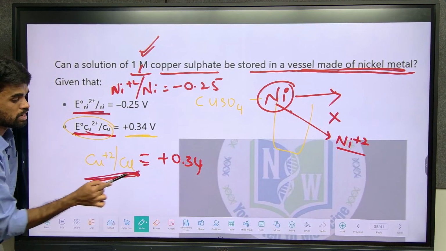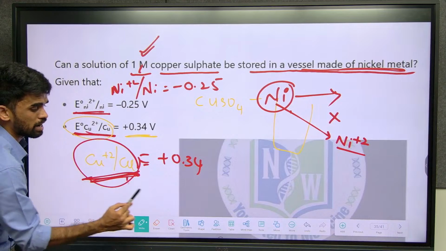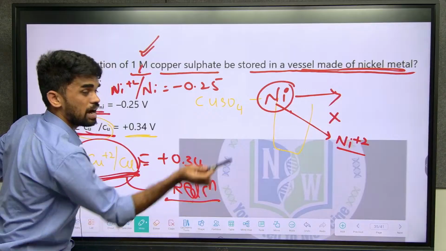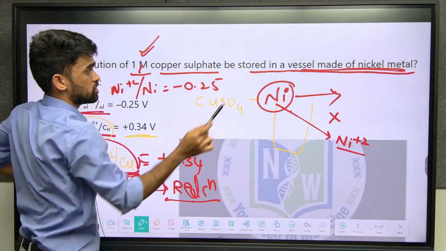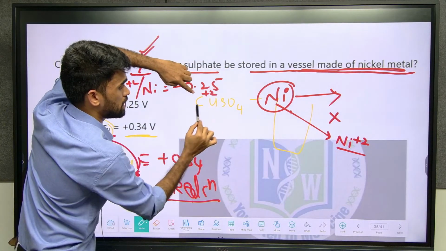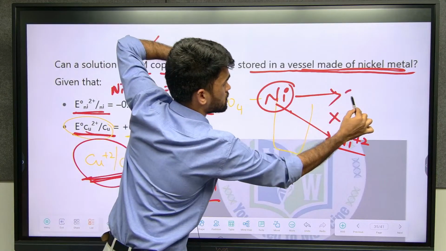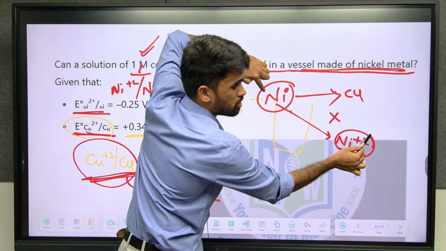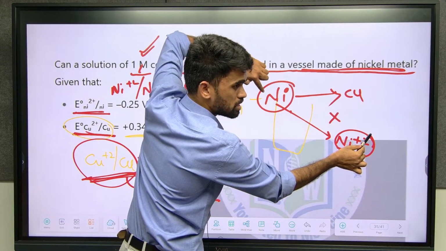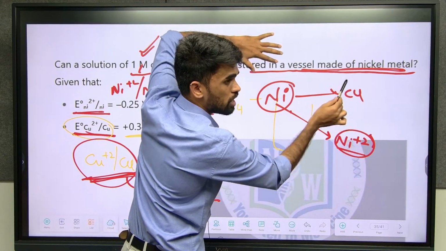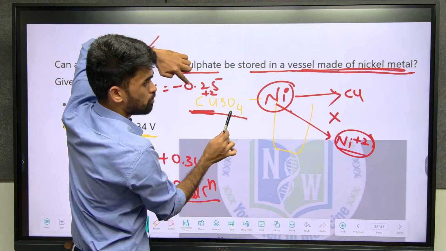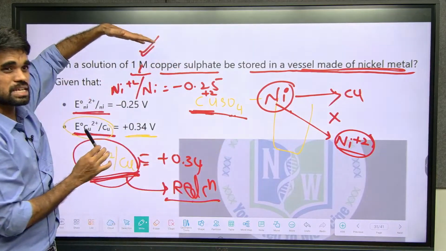Which is having more reduction potential? Copper is having more reduction potential, which means this metal will undergo reduction. If this metal is undergoing reduction, the other species will undergo oxidation. So here +2 is there. If copper is undergoing reduction, then nickel should undergo oxidation. So what happens to the vessel now? It gets damaged. So getting damaged means we should not use that nickel vessel to store copper sulfate solution. So is this clear or not?